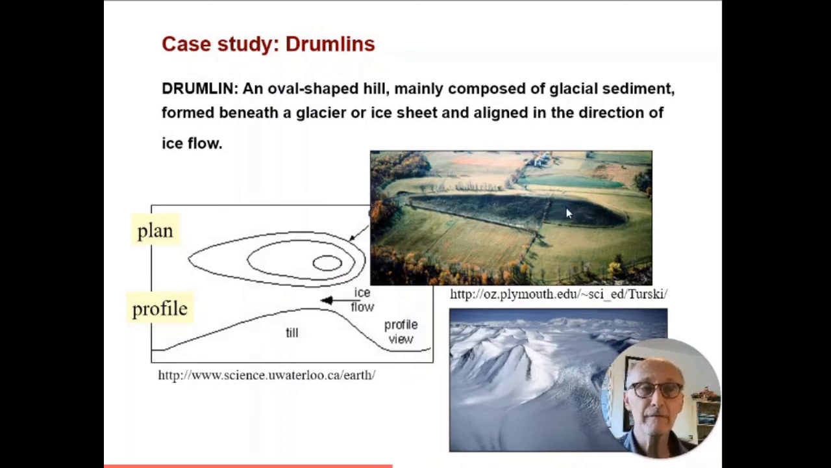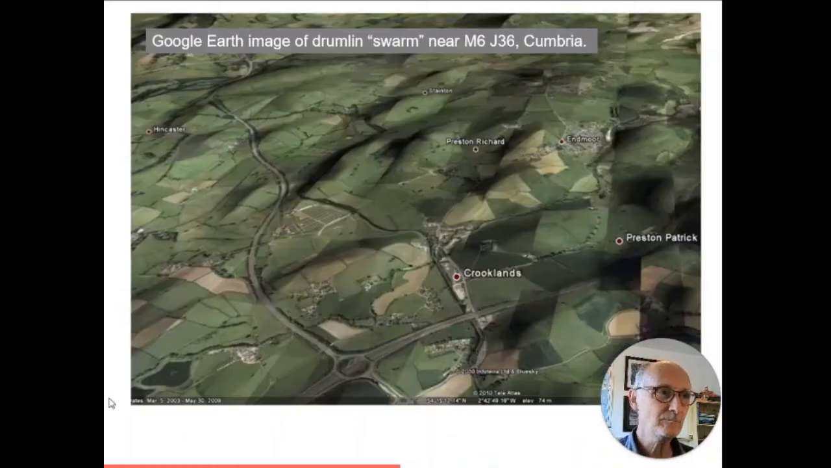And they seem to form underneath glaciers of certain types, and they're composed dominantly of glacial sediment. And there's been a lot of argument over many years about how drumlins are formed, and they're a really good example of what we refer to as a plural and contested discipline of geography, i.e. people have different ideas and they argue about those ideas, and that's how the discipline moves forward.